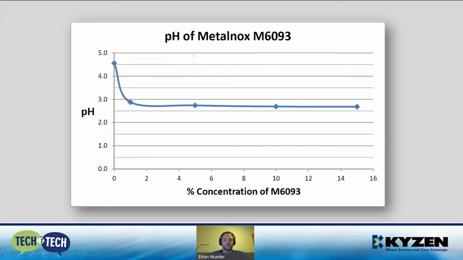This is an example of METALNOX M6310, which is an acid product. But if you'll take note here, from what I'm going to call 0.1% to, let's just say 2%, you see a very drastic drop in pH. And then from 2% all the way down to 16%, we see virtually no change in pH. So unfortunately, the relationship between pH and concentration is not one that tells us too much.